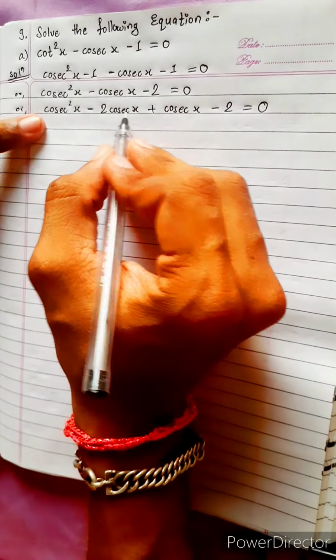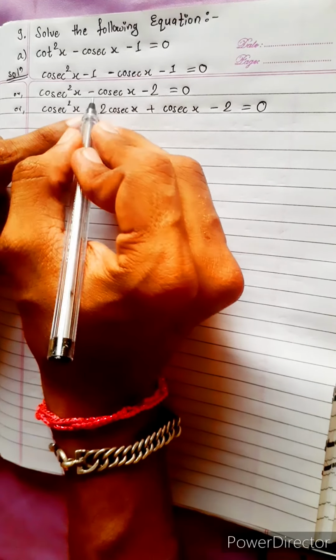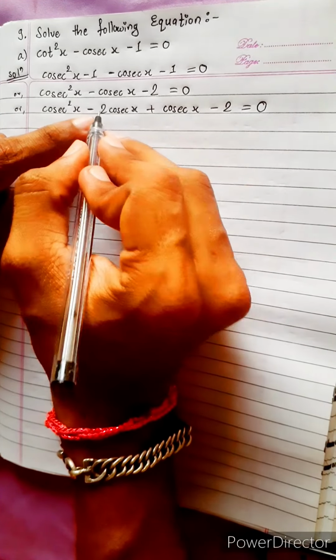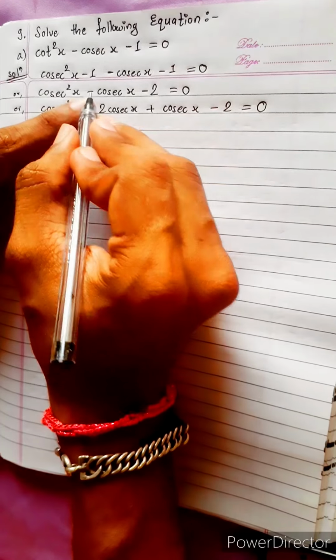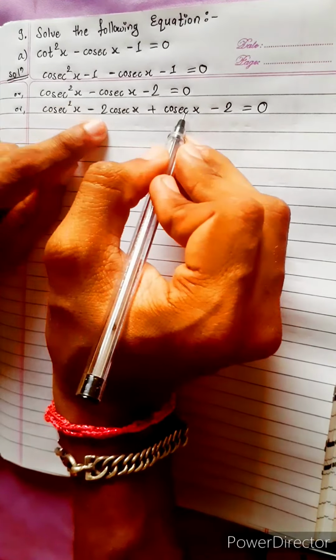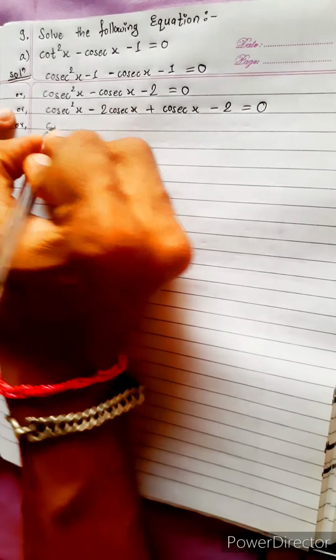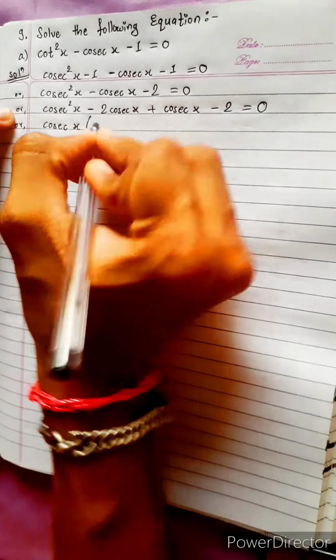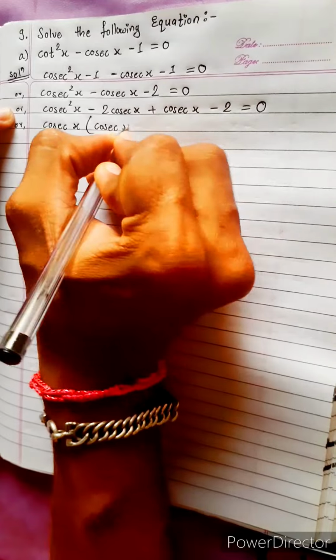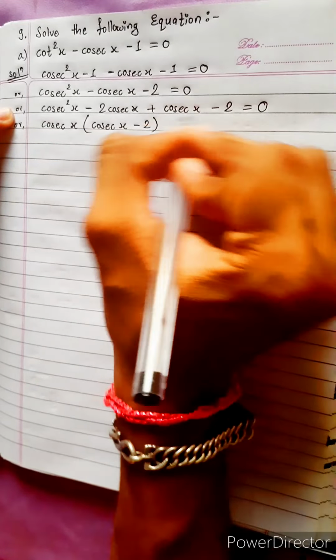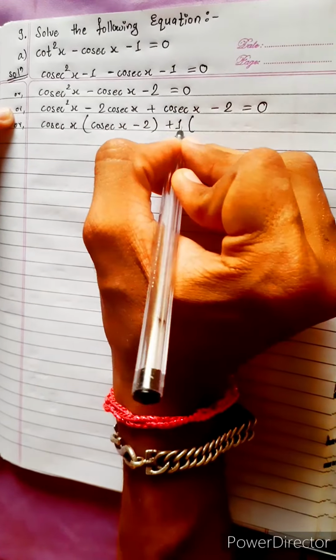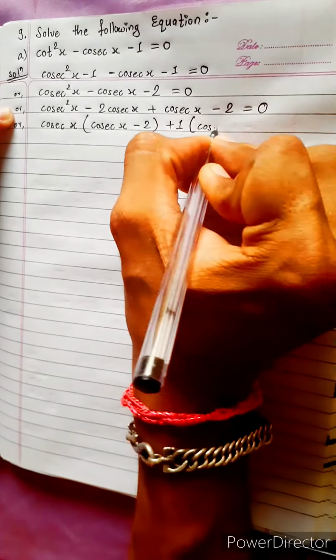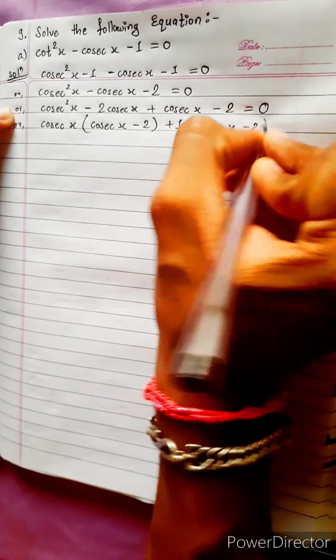Do you have any confusion? I think no confusion, because minus 1 equals minus 2 plus 1. Minus 2 plus 1 will be minus 1. So we just break down from this. Then after, take common. Take cosec x common. We will be remaining with cosec x minus 2. And from here also take 1 common. 1 is common to everything. Cosec x minus 2 equal to 0.